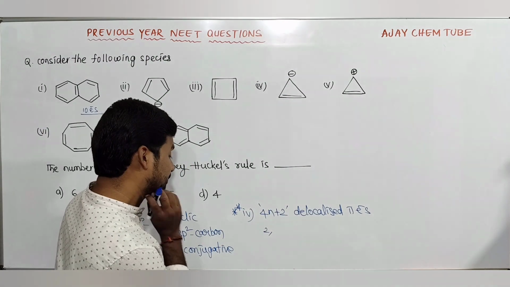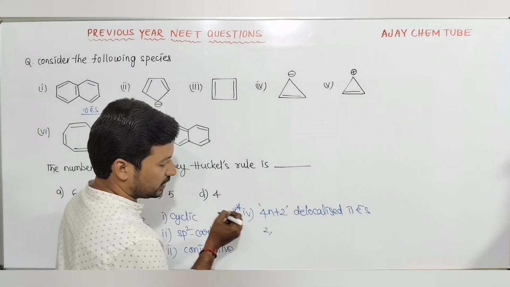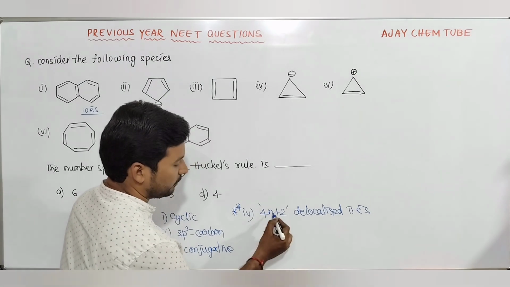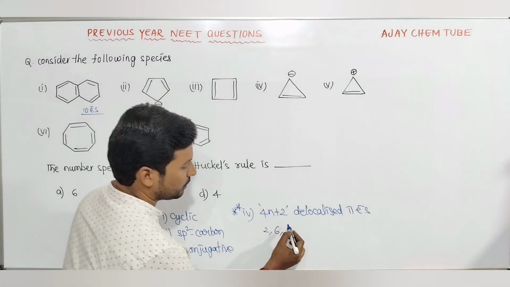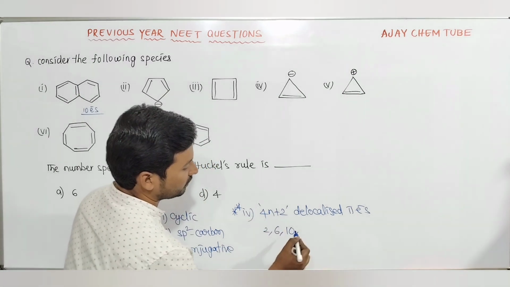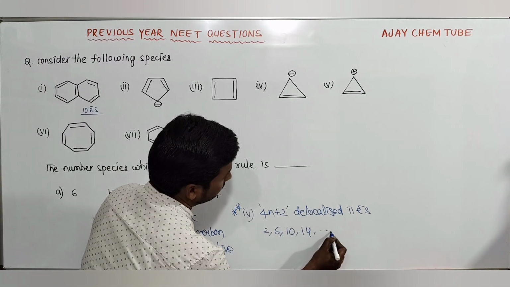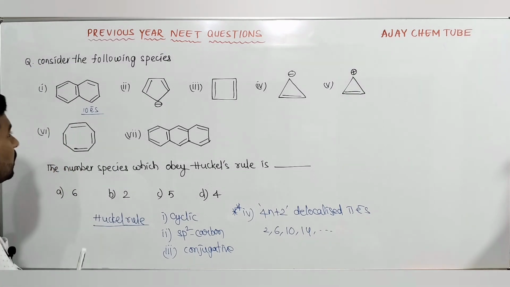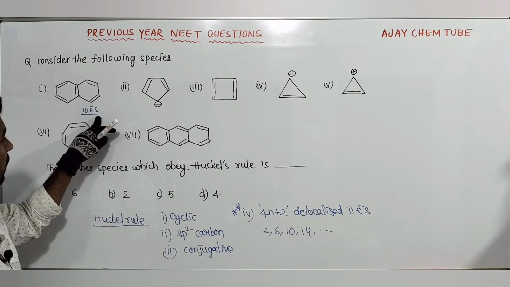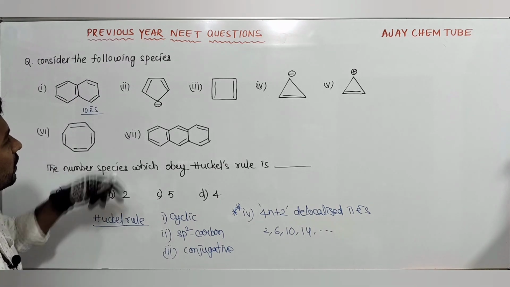If n is equal to 1, 4 ones are 4 plus 2, 6. If n is equal to 2, 4 twos are 8 plus 2, 10. And if n is equal to 3, 4 threes are 12 plus 2, 14. These are Huckel numbers of electrons. So here 10 is a Huckel number, that's why this is following Huckel rule.